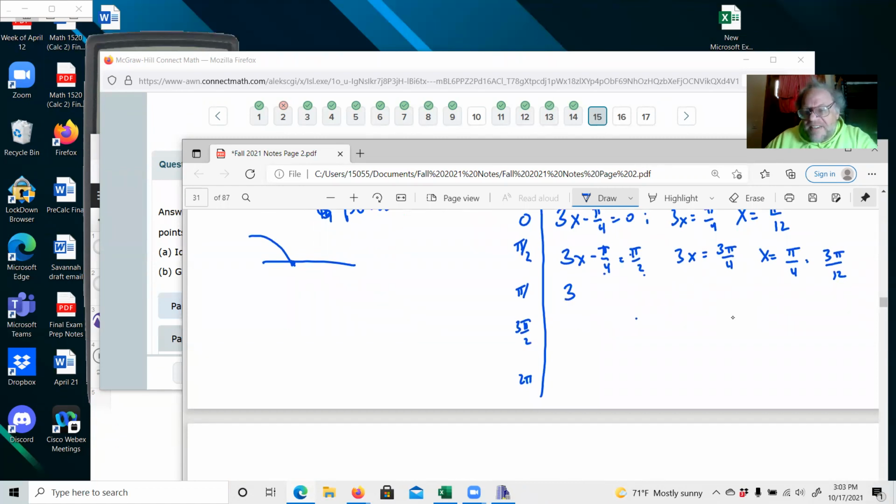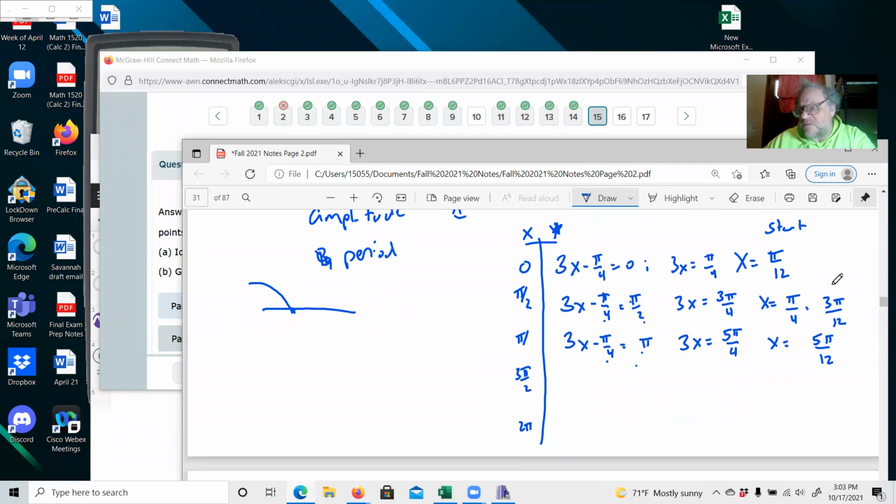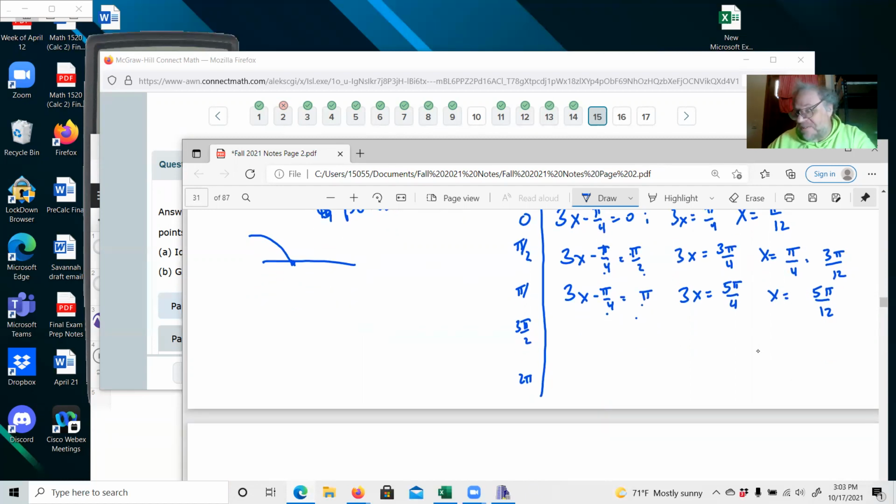Okay, we have 3x minus pi over 4 equals pi. Okay, so we have 3x equals, right, what's a dollar plus a quarter? 5/4. Okay, so we get x is equal to 5 pi over 12. Okay, so we go from 1 pi over 12 to 3 pi over 12 to 5 pi over 12. Do you sense a pattern? I bet you do. Okay, that's why I wrote it that way. If you don't, that's okay. We got you.